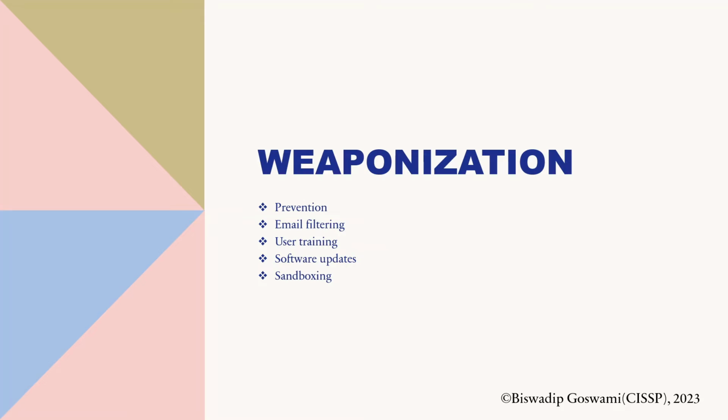Second stage, weaponization. How to mitigate this stage? Weaponization is the stage in the cyber kill chain where the attacker creates a payload, such as malware or a virus, and packages it in a way that will allow it to successfully exploit the targeted system. Mitigating weaponization is an essential part of any comprehensive cybersecurity strategy. How to mitigate weaponization? Prevention.